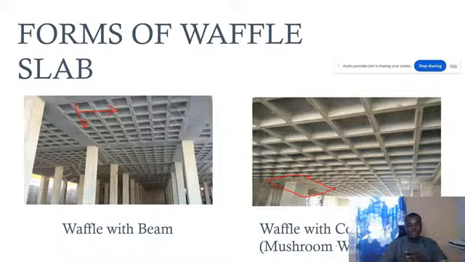Like I mentioned, generally they are usually done with removable mold. So this mold, as I've said earlier, they are of standard sizes depending on the spacing of your rib that you want.